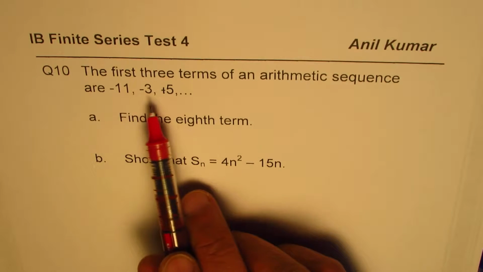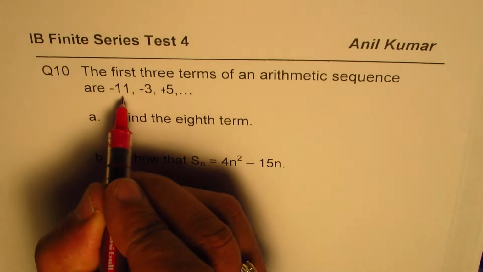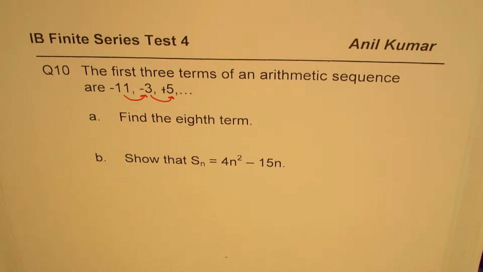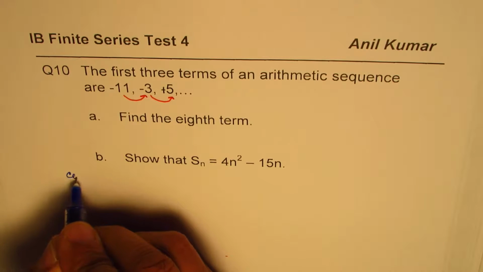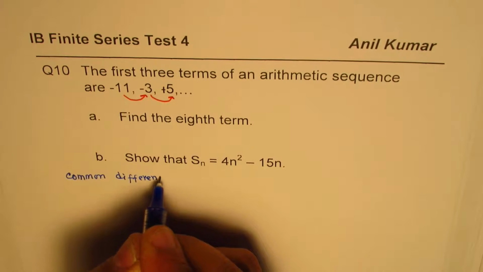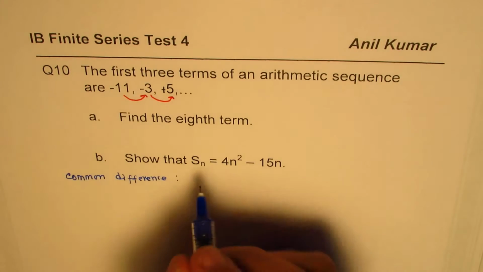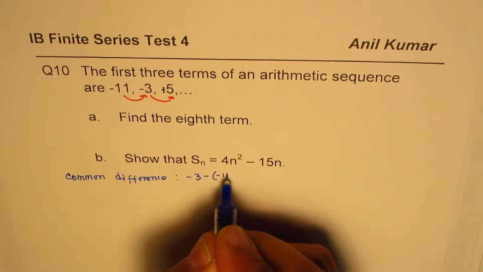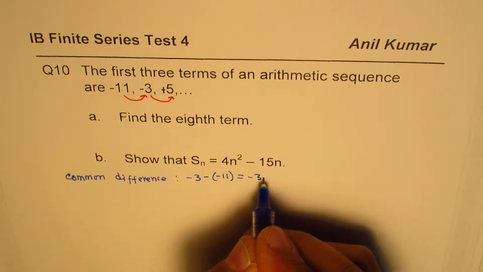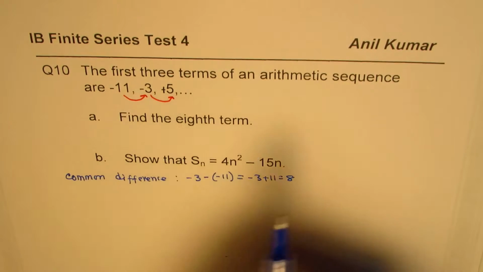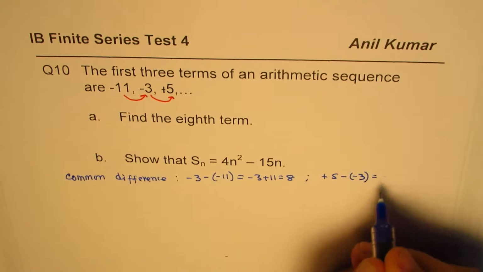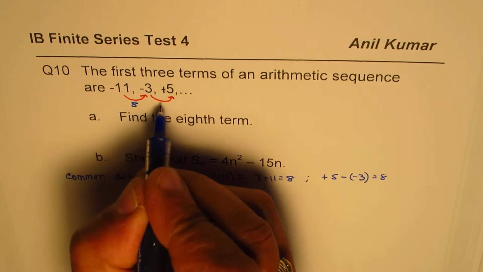Since we are given that it is an arithmetic sequence, the common difference has to be constant. So let us begin by finding the common difference. In this case, the common difference is minus 3 minus 11, which is minus 3 plus 11, which is 8. And also, you could do plus 5 minus of minus 3, and that also gives you 8. So the common difference is 8 for you.